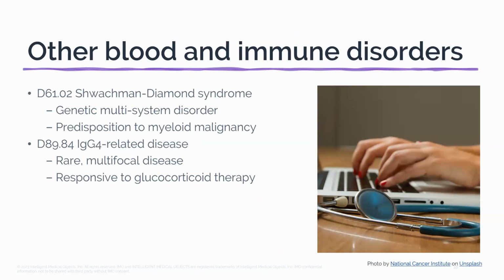At D89.84, we have a new code for immunoglobulin G4 related disease, which is a recently characterized rare multifocal disease of unknown origin. It's a type of fibroinflammatory disorder. People with this disorder are generally responsive to treatment with glucocorticoids, and treatment testing has also shown some utility with rituximab to help reduce how many steroids they need to take. They wanted to capture these diseases to help shorten the time to diagnosis and treatment, and look at some other evidence for how better to treat it.